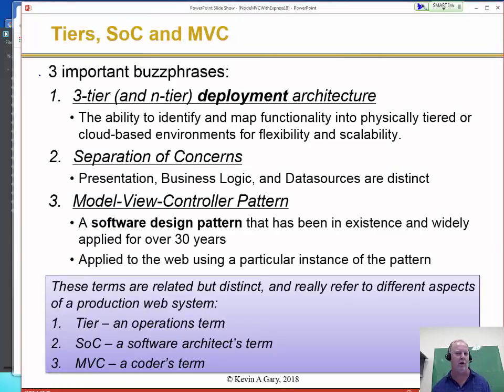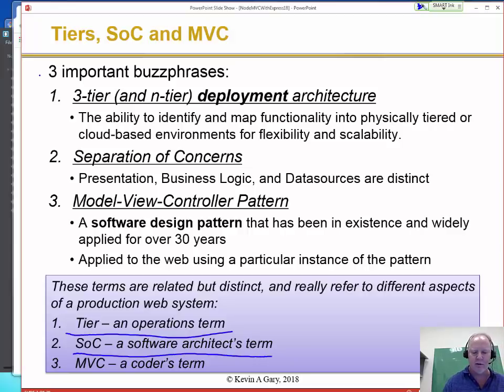It's not a software concept. It's a physical deployed architecture concept. That's the main thing I want you to know about that buzz phrase. Separation of concern talks about the concerns of an architecture. I'm going to talk about that next, and we are going to talk about the model view controller pattern. But that's all I'm going to talk about N tier. But again, I want to make sure tier is an operations term.